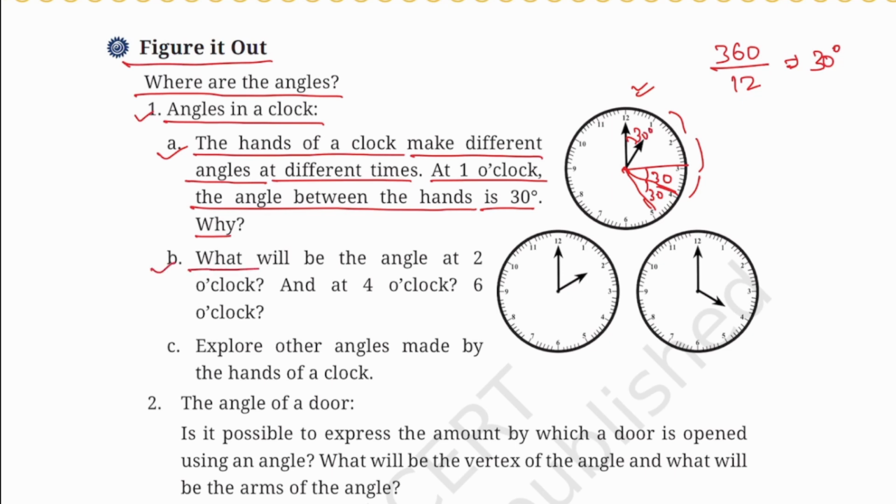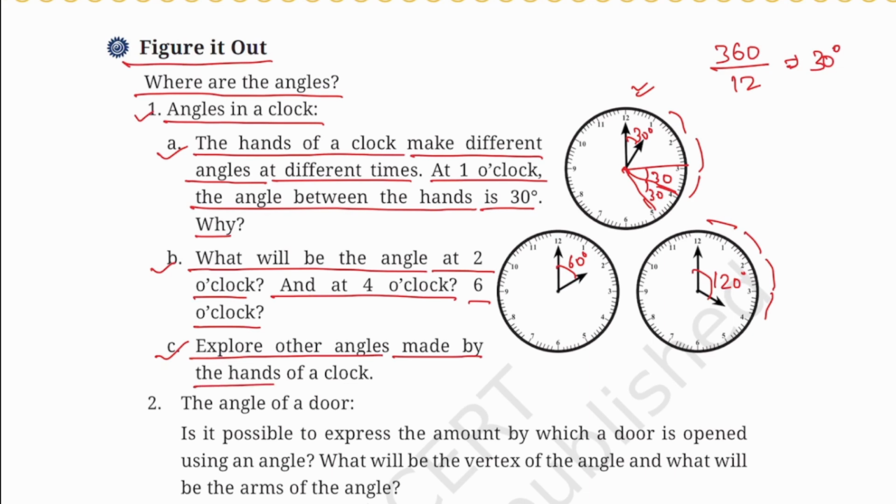B. What will be the angle at 2 o'clock and at 4 o'clock, 6 o'clock? At 2 o'clock, there will be 60 degree. At 4 o'clock, 30, 30, 60, 30, 90, 30, 120. The angle will be 120 degree. At 6 o'clock, the hands will be straight. So there will be a straight angle. So at 6 o'clock, there will be 180 degree. C. Explore other angles made by the hands of a clock.